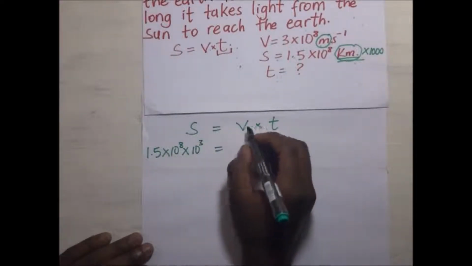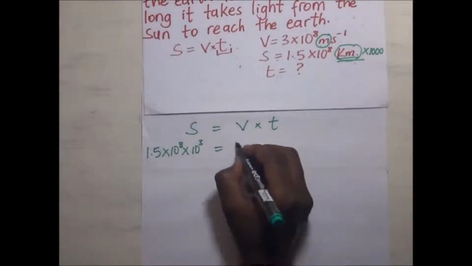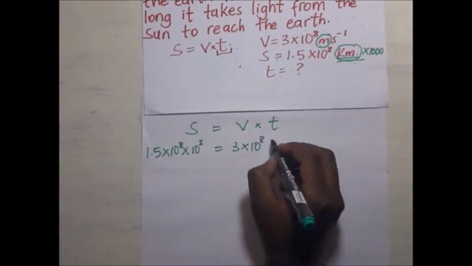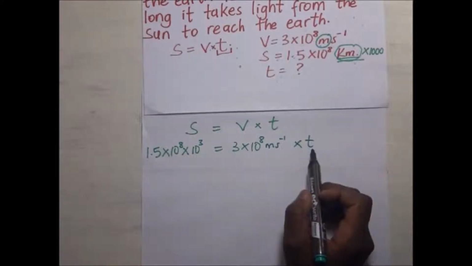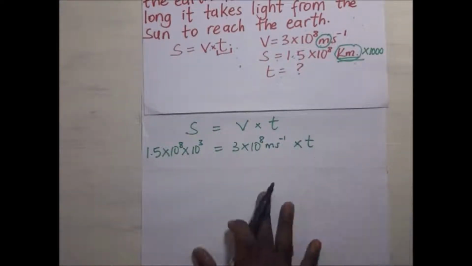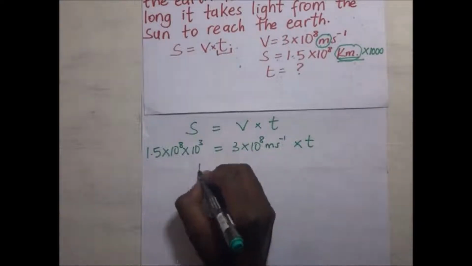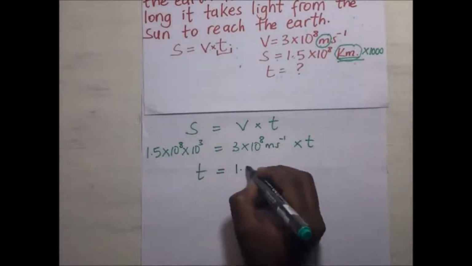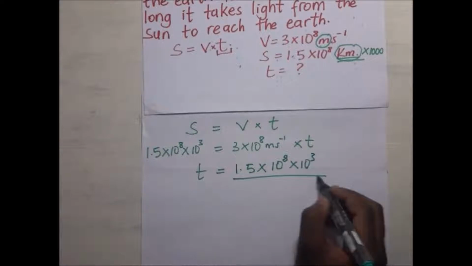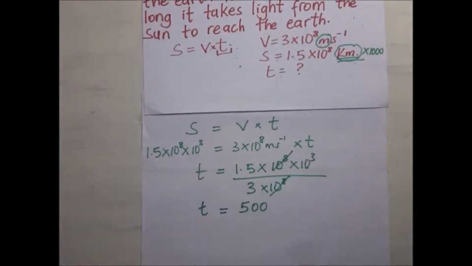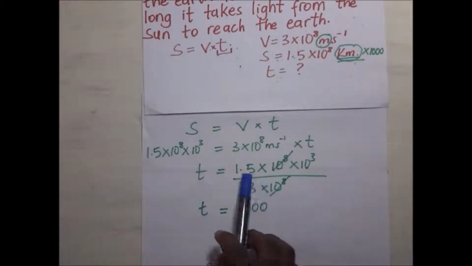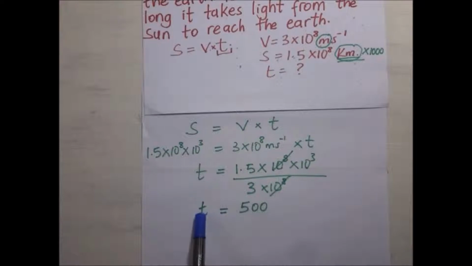This is going to be equal to speed. Our speed is 3 times 10 to the power 8 meters per second. Multiply that by time. So when we make t the subject of the formula to find the value of time, time therefore is going to become... now, of course, when all this is done, we get our value of t as 500.